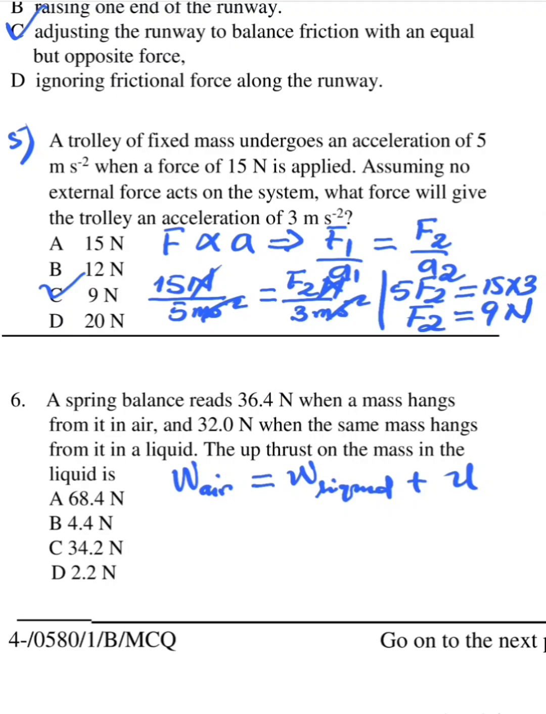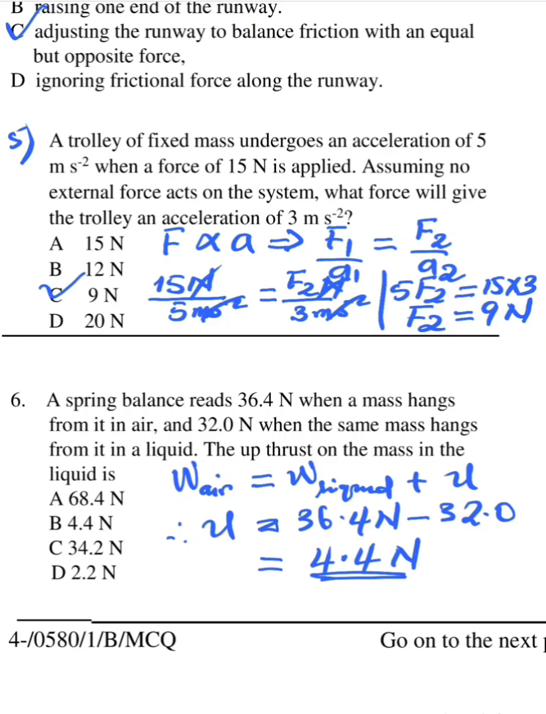So when you place the mass in a liquid, the liquid would exert an upward force on the mass, and this upward force will reduce the resultant force that the spring balance will read. The reduction in the weight of the mass corresponds to the upthrust that is exerted on the body by the liquid. And so upthrust should be the weight in air, which is 36.4 newtons, minus the weight in the liquid, which is 32.0, and that gives 4.4 newtons. So the upthrust is 4.4 newtons.